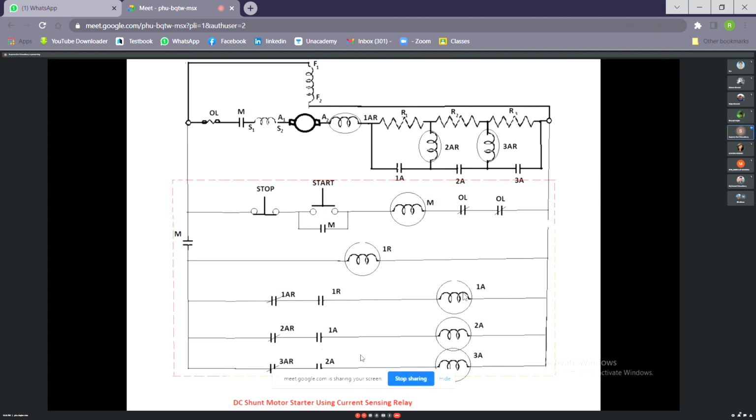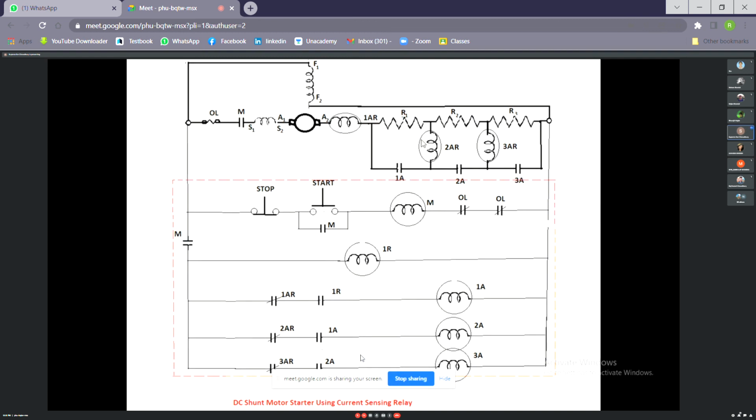So this is closed, and relay 2A is excited, 1A is excited. When 1A is excited, this contact will close. If this contact closes, this is bypassed, so it will go through this and relay 2AR. The current will shoot up because this portion of the resistance is cut off.